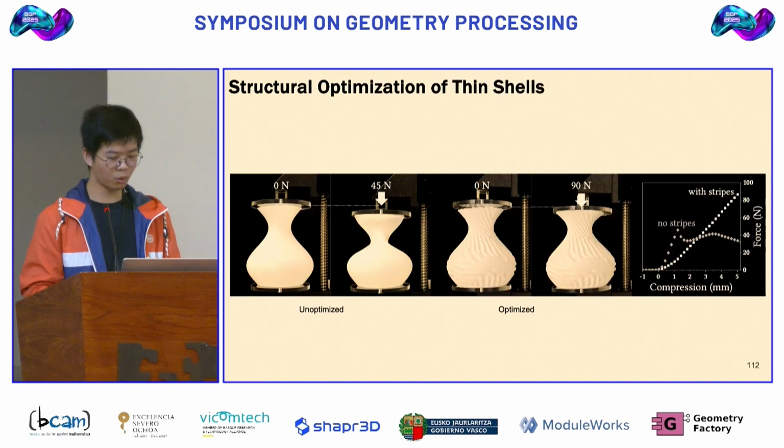While this framework was originally designed for biomaterial distribution, we can also use it to improve the stiffness of the structure by controlling its geometry. In this example, we optimize the pattern so as to minimize the compliance of the vase under the vertical load. The unoptimized design buckles very easily at a force of 45 Newton. In contrast, this optimized design can withstand 90 Newton while experiencing less deformation.